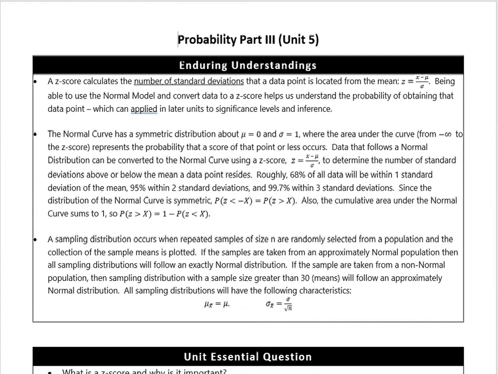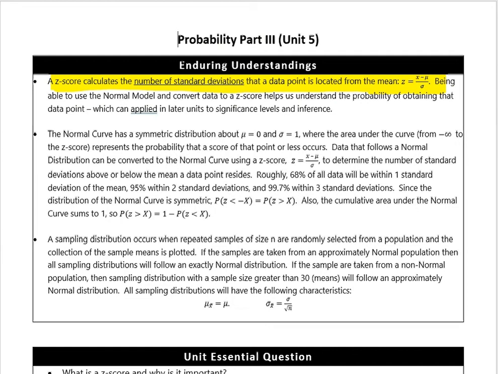dive into the example. So a z-score calculates the total number of standard deviations that the data is located from the mean. Now remember, we calculate the z-score by doing the x minus the mean divided by the standard deviation. Being able to use a normal model and convert to a z-score helps us understand the probability of obtaining that data point, which can be applied when we run a test, as we know.